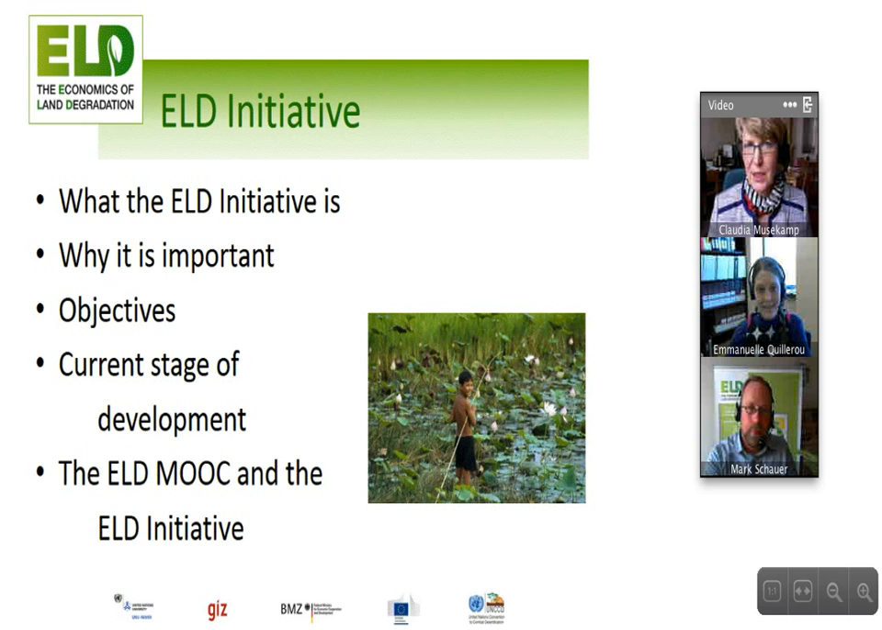Somebody asked whether there's written information on the ELD initiative. Yes, there is. There is some information, also presenting the organization structure, on the MOOC website. You'll find it under the MOOC. There's information on the structure and the development, so that's available there. You may also want to look at the ELD's website itself, which is currently being renewed.